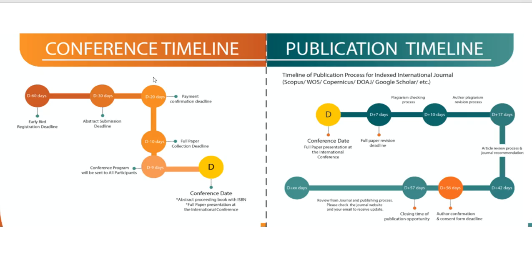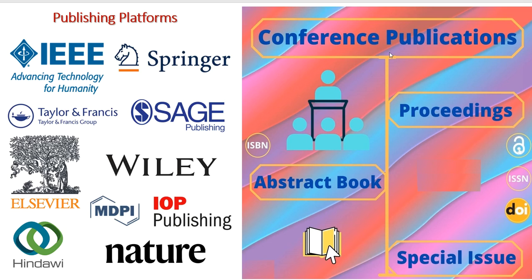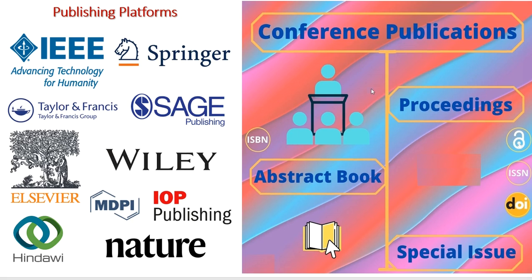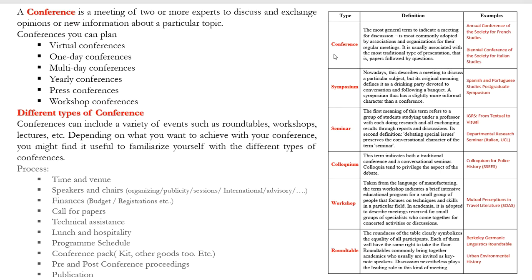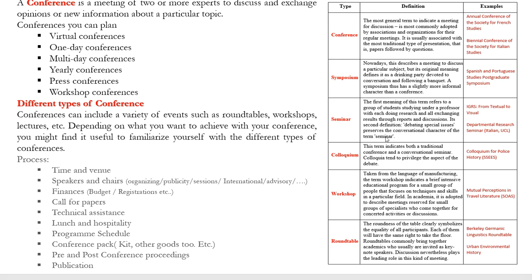Then the outline of the entire video: what the conference timeline is, what the publication timeline is, the publication platforms, how the conference publication approach works, and the conference timeline from submission until publication comes online. Then what the difference is, what a conference is, how many types there are, what the significant factors are, and generally how many types of conferences there are.